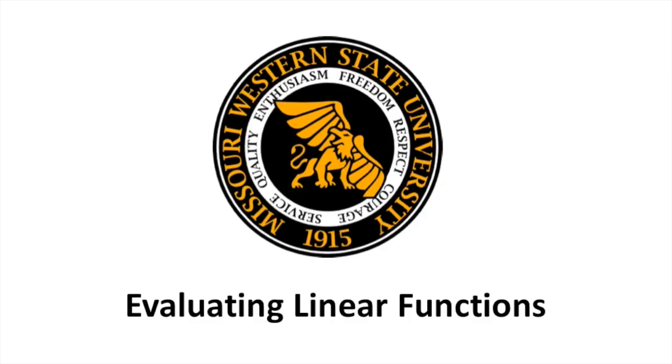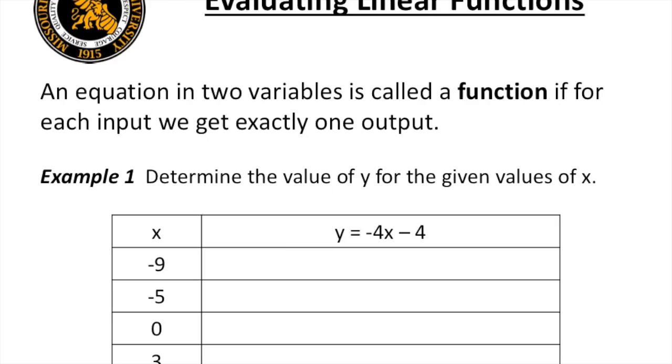Evaluating linear functions. An equation in two variables is called a function if for each input we get exactly one output. In example 1, we're given an equation y equals negative 4x minus 4. And we're asked to determine the value of y for different values of x. So in this example, the x represents the input and the y represents the output.